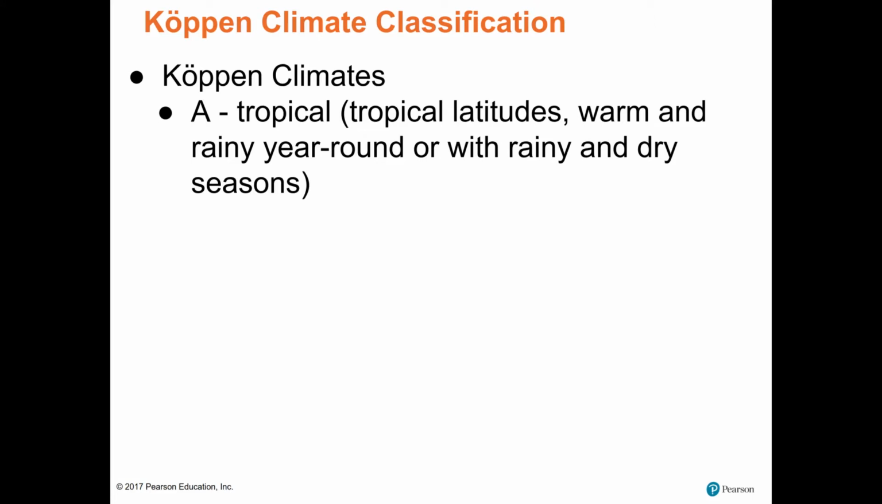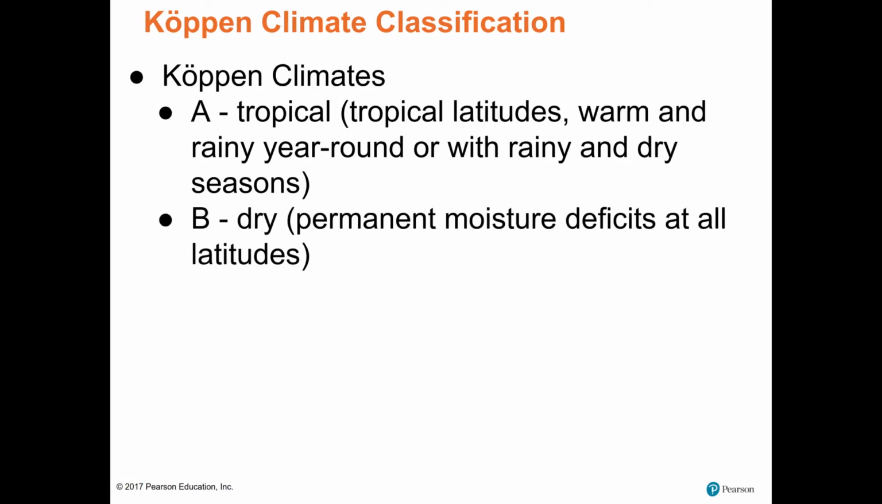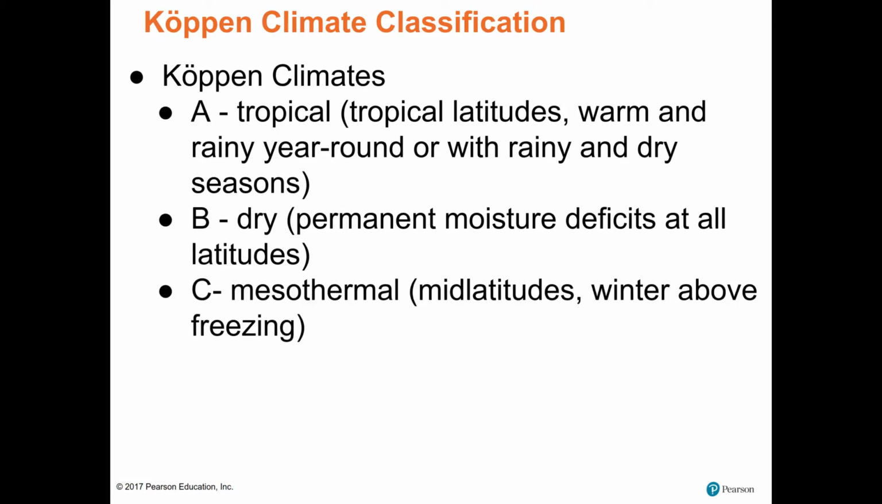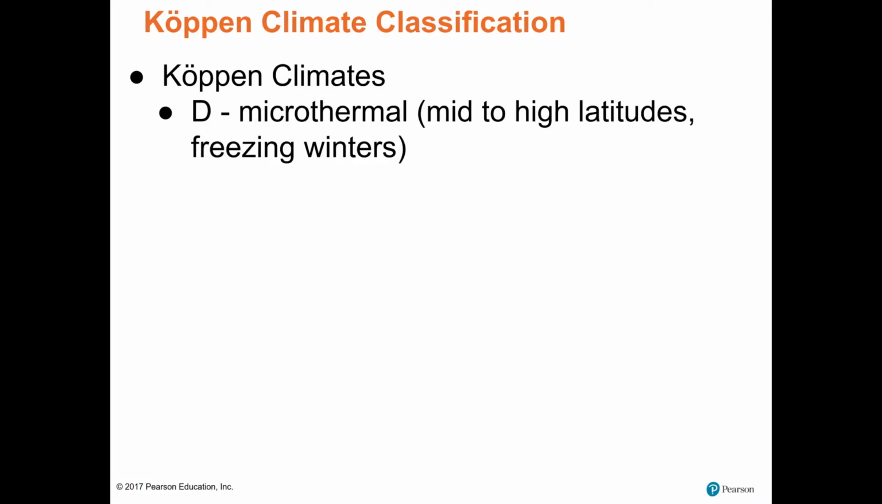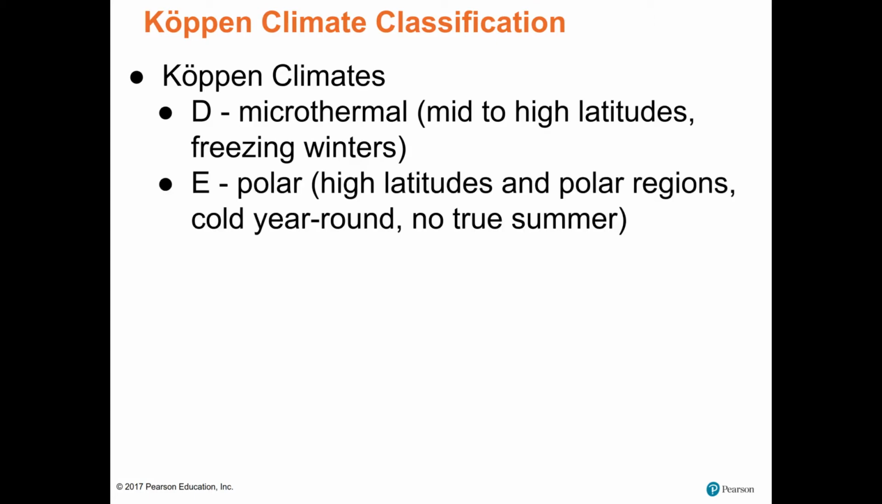So let's go through the 5 climate categories. There's the A climates, those are tropical, warm and rainy every single month for the most part. There are the B climates, those are dry climates, they have moisture deficits. The C are mesothermal climates, they're found mainly in the mid-latitudes. The winter is above freezing, as opposed to the microthermal climates seen in the mid to high latitudes. Those have winters with a temperature below freezing. And finally, the E climates, the polar climates, those are found in polar regions at high latitudes. Those are cold year-round. They have no summer.